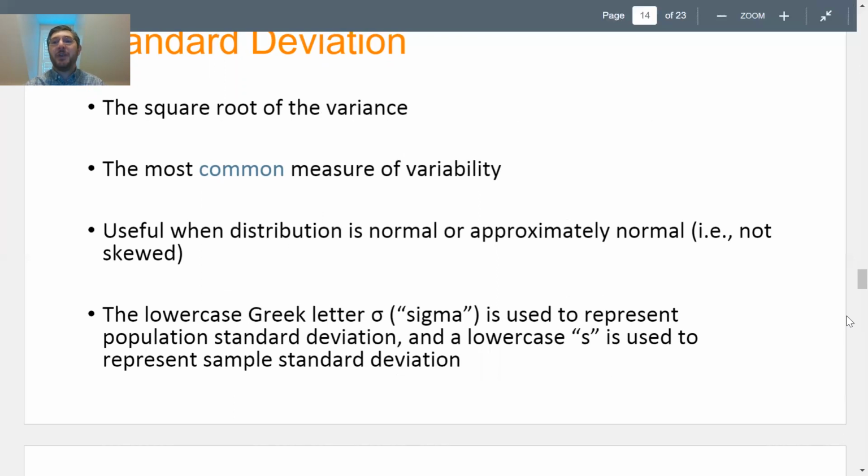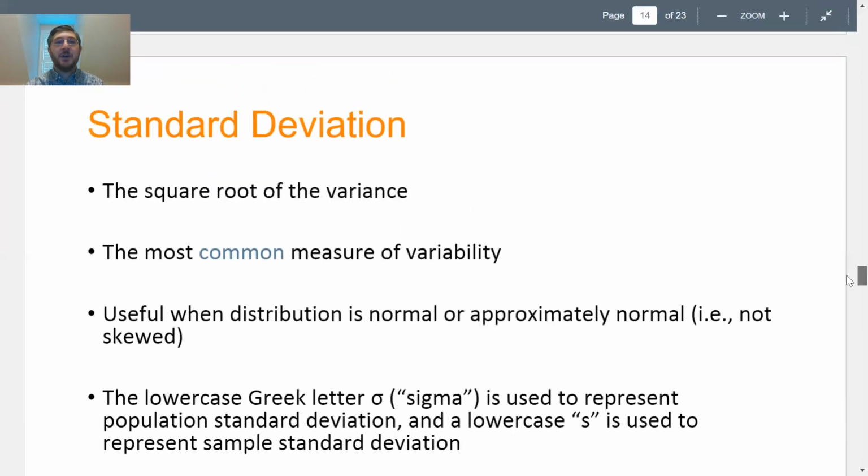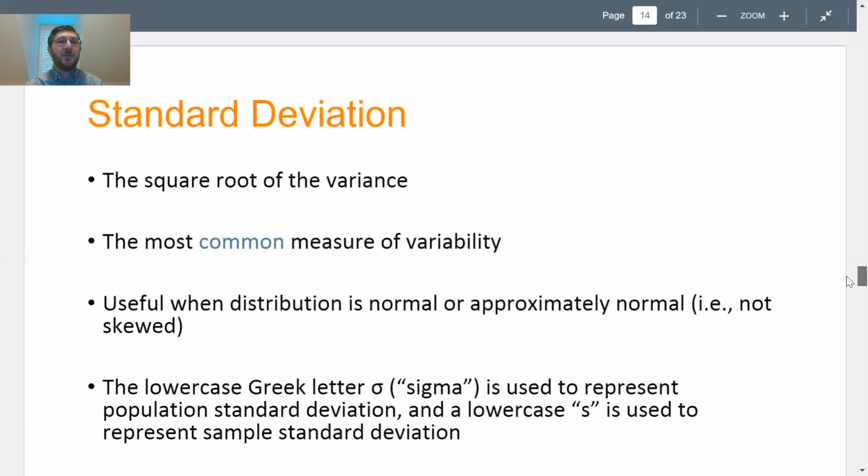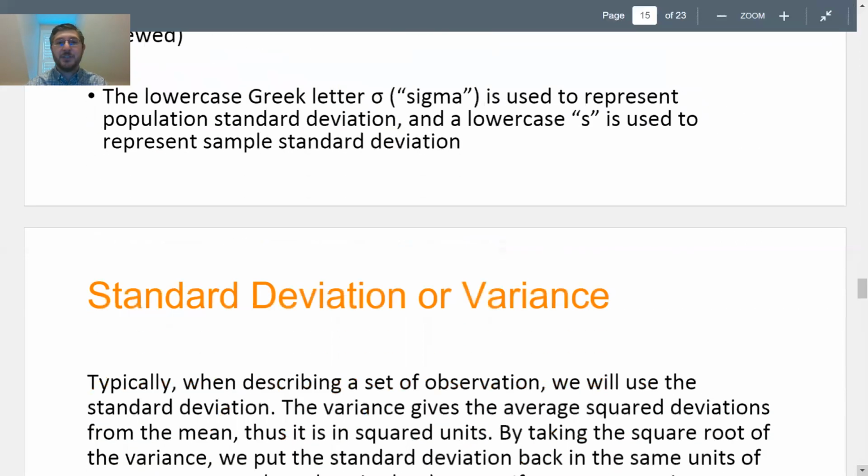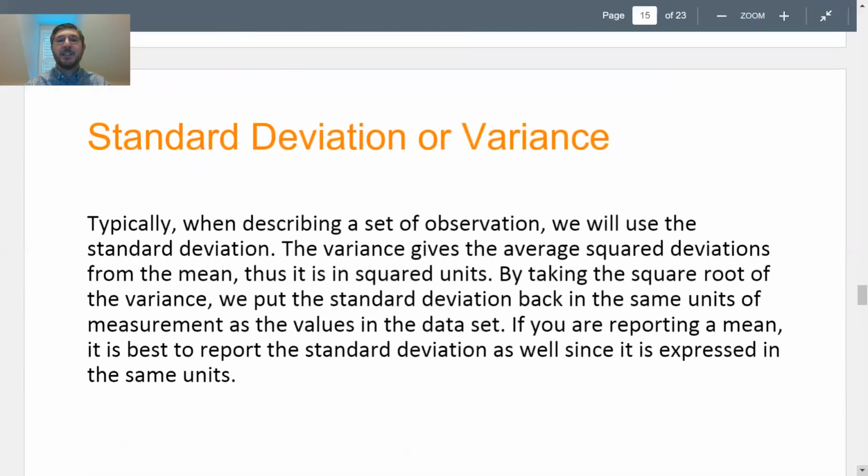So you rarely see the variance reported. You most likely see the standard deviation, since the variance is in squared units. But the variance has some nice, useful, and beneficial properties that come into play later on, if you take more advanced statistics courses. So here's my little blurb about variance or standard deviation.